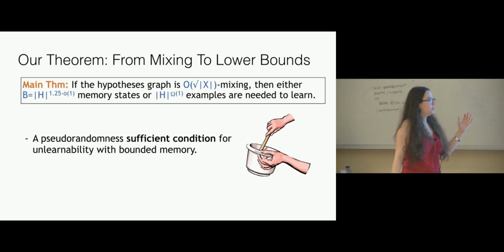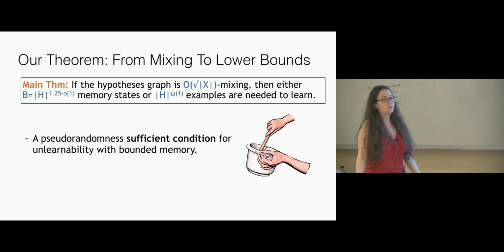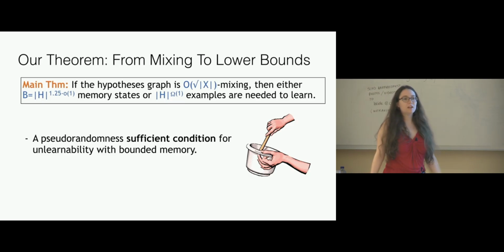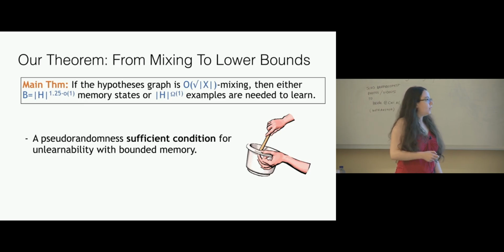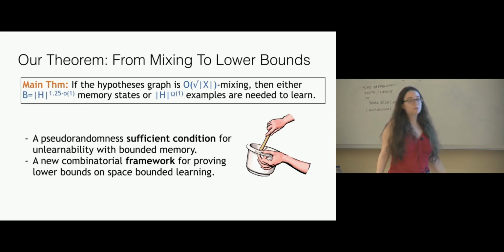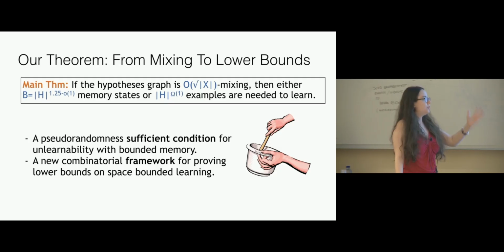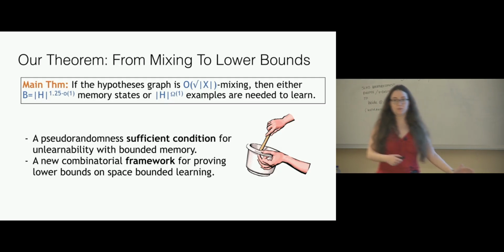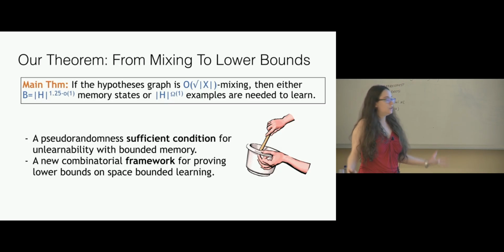So what we have here is some combinatorial sufficient condition for unlearnability with bounded memory. It kind of reminds us of the condition VC dimension equal to infinity, which is some combinatorial condition for proving unlearnability. And I think that the main contribution of this work is a new framework for proving lower bounds. That is very natural and flexible, as you will soon see.